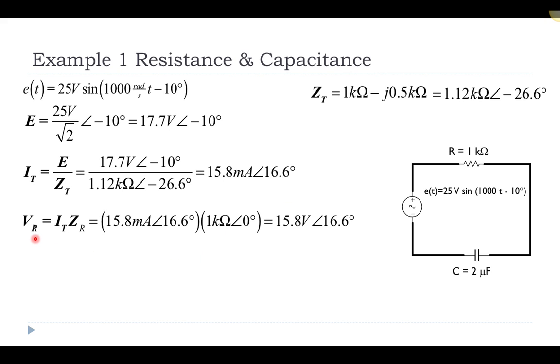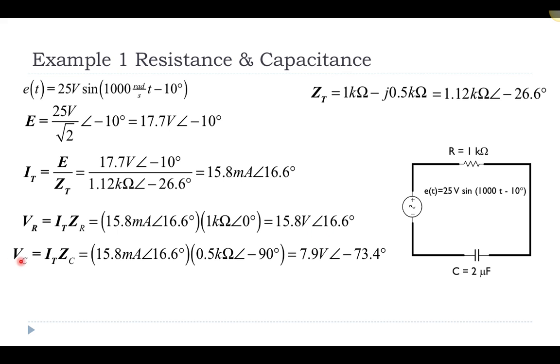If I wanted to determine the voltage across the resistor alone, I could use the equivalent of Ohm's law for AC, and I would take the current that goes through that resistor times the impedance of the resistor. The current is 15.8 milliamps with a phase shift of 16.6. The impedance for the resistor is 1 kiloohm, so this gives me 15.8 volts with a shift of 16.6 degrees.